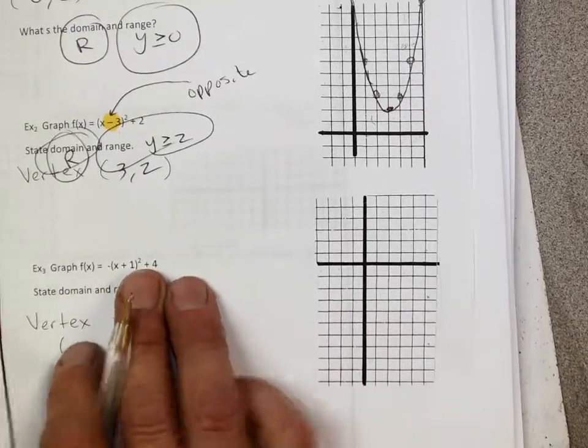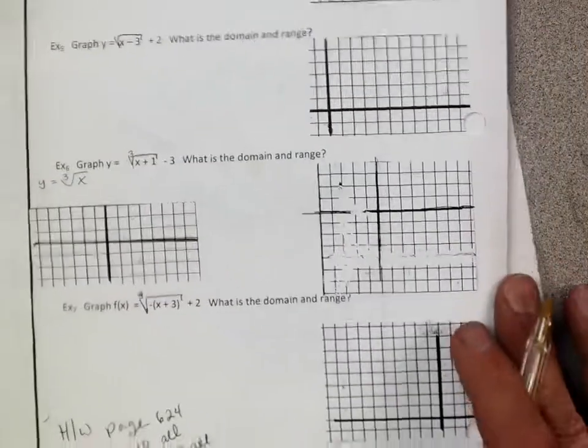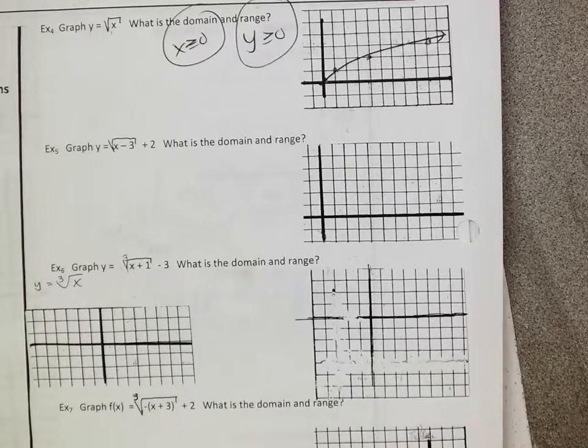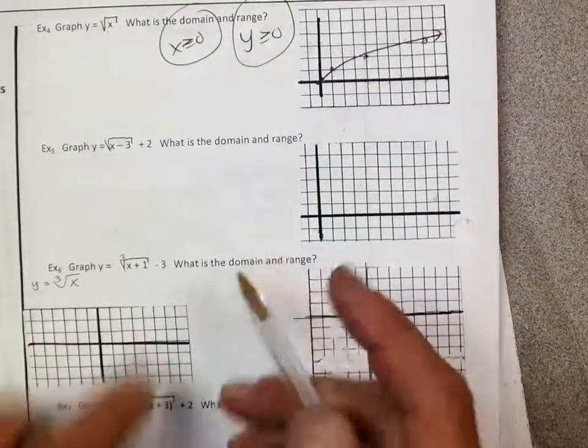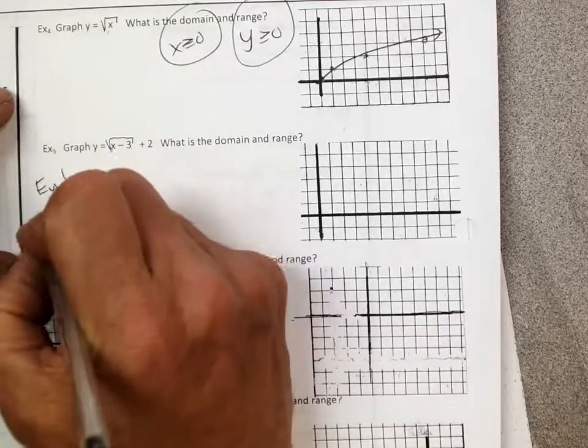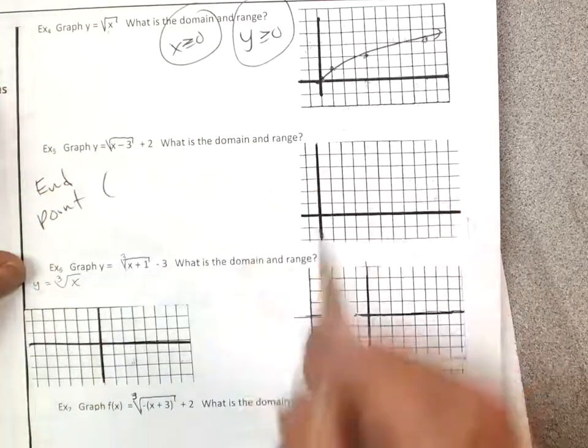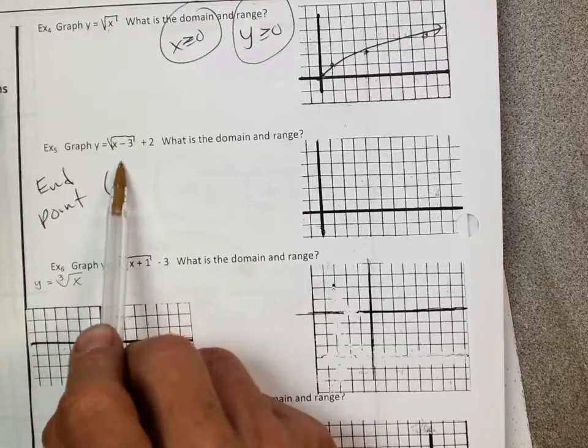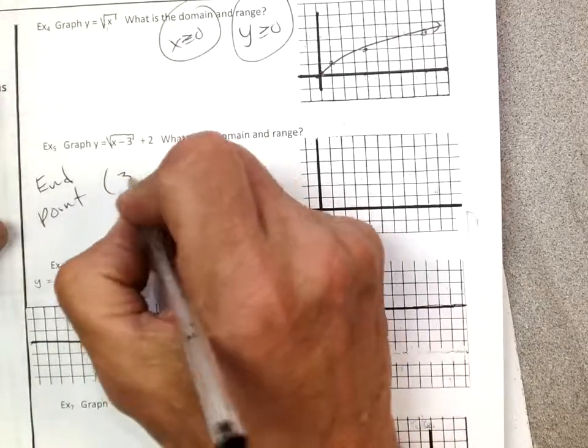All right. Flip the page. Got to keep you awake. Flip the page. What do we got? So let's graph this one. So it's going to be a square root graph, but it doesn't really have a vertex, but let's call it an end point, okay? You're right with that? An end point. So where's the end point of this graph? 3, 2, right?